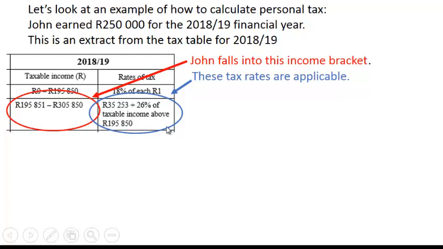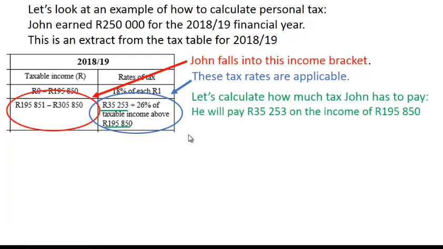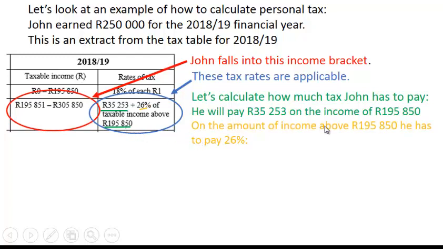So these tax rates will be applicable: 35,253 Rand plus 26% of the taxable income above 195,850 Rand. So on the first 195,850 Rand, that is the amount of tax he will pay, 35,253 Rand, and on the rest 26%. So let's see how we can calculate how much tax John has to pay exactly. As we've said, he will pay 35,253 Rand on the income of 195,850 Rand. On the amount of income above 195,850, he has to pay 26%. That is his marginal tax rate.